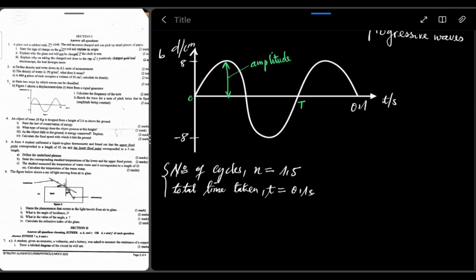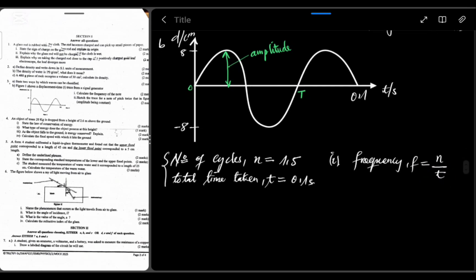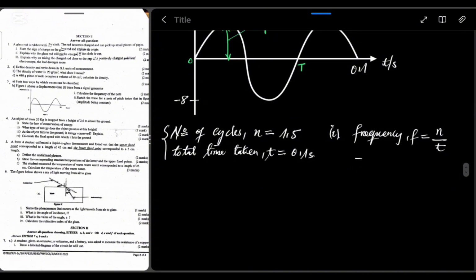Now, what is frequency? Frequency is the number of complete cycles per second. But as far as the diagram is concerned, we have 1.5 cycles in 0.1 seconds. So if we have to calculate the frequency, we have the formula frequency, denoted f, is equal to number of cycles per unit time. So in this case, our frequency is equal to 1.5 divided by 0.1 seconds.